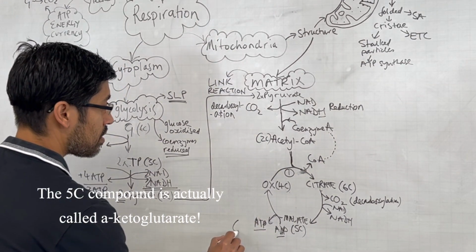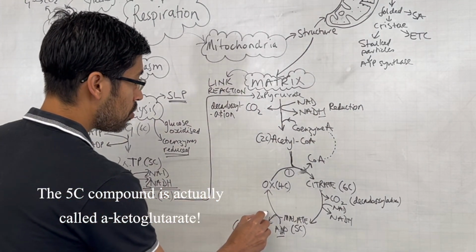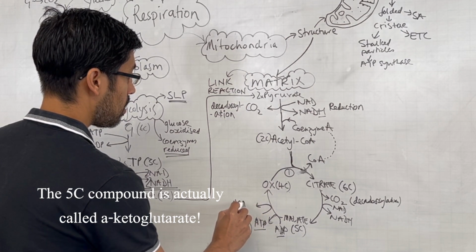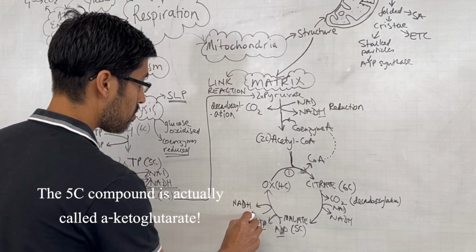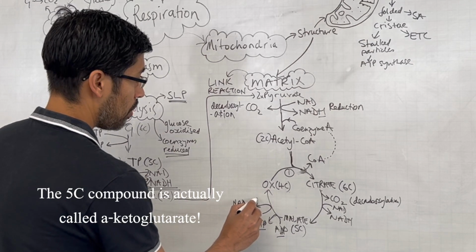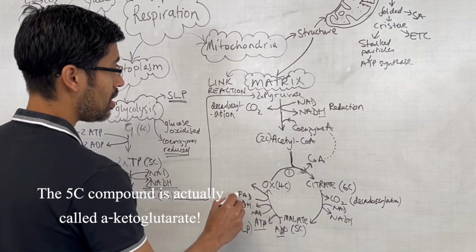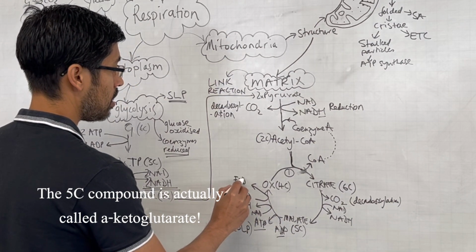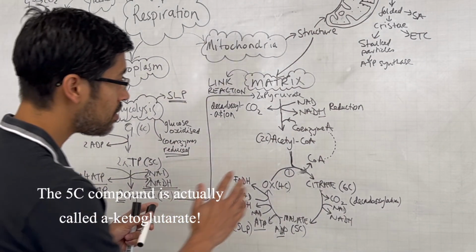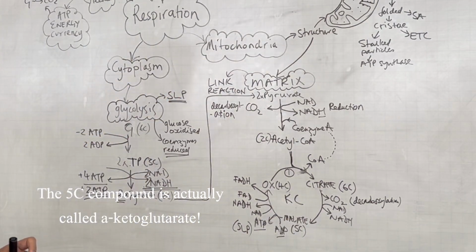ADP, so we get a substrate level phosphorylation, but also we do get more NADH produced from NAD, so we got further reductions. But also another coenzyme gets involved here. An FAD is also converted to FADH. Okay, and I believe those are the main events of the Krebs cycle right there.